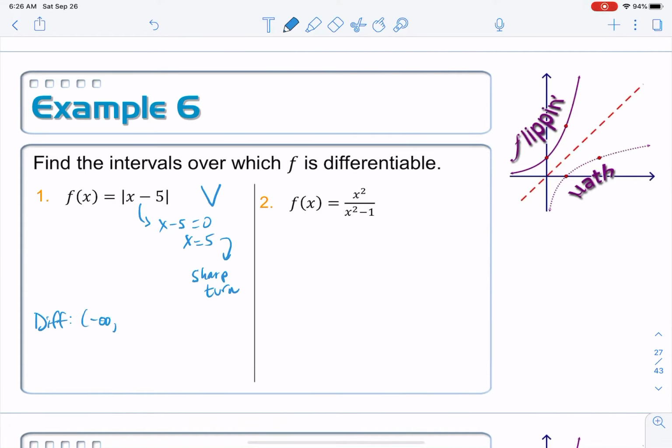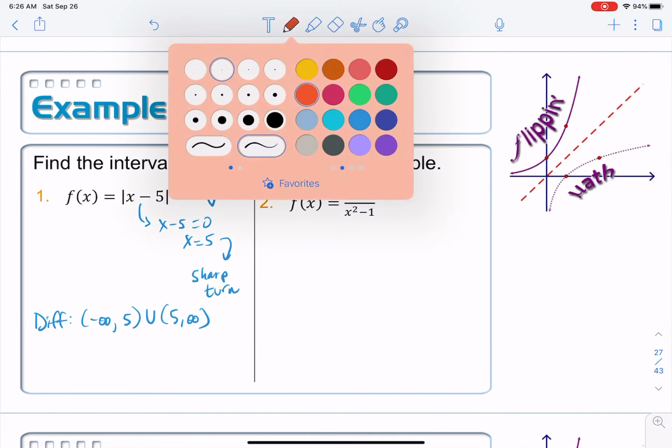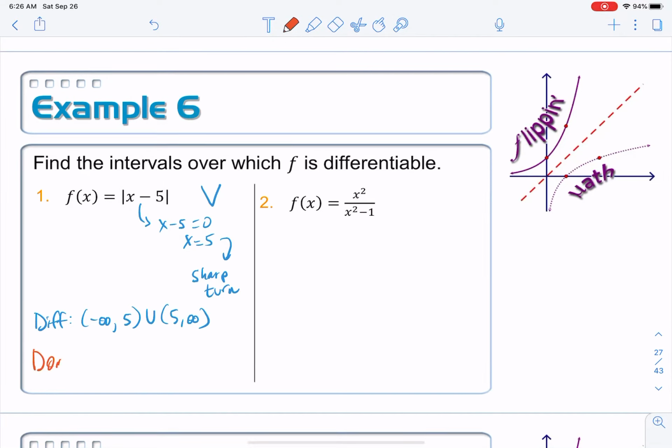Negative infinity to 5, union 5 to infinity. Let's compare that to the domain, shall we? So the domain, well, I can take the absolute value of anything that I want to. If I think of the graph, there's no gaps, there's no holes, and there's no vertical asymptotes. This is all real numbers. This one's from negative infinity to positive infinity.